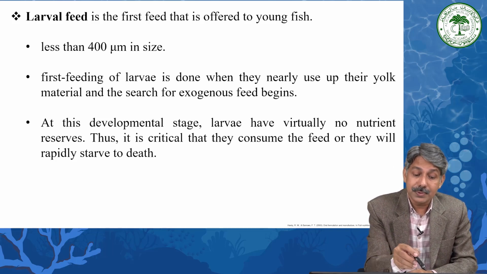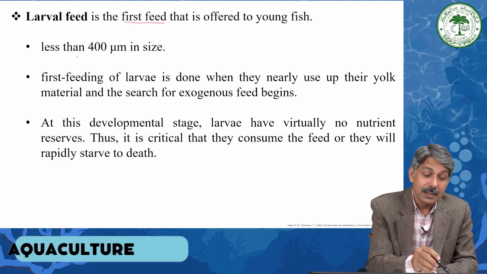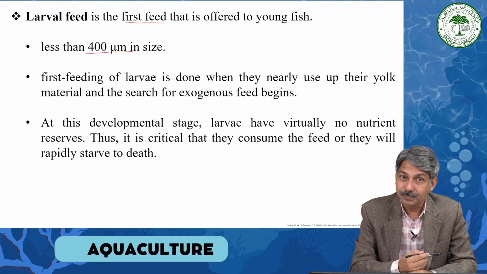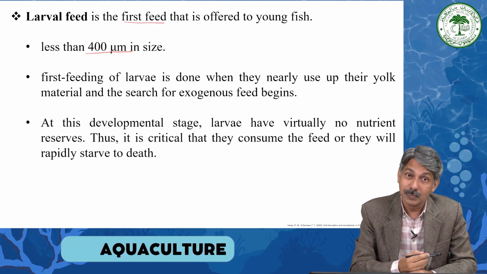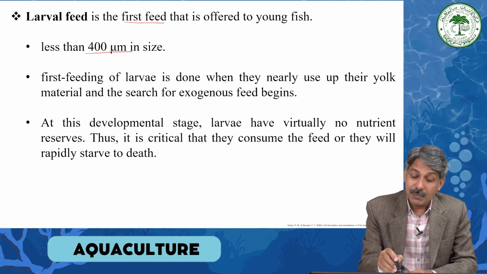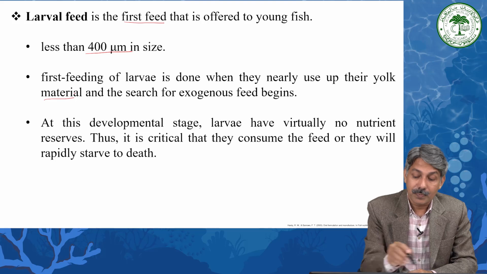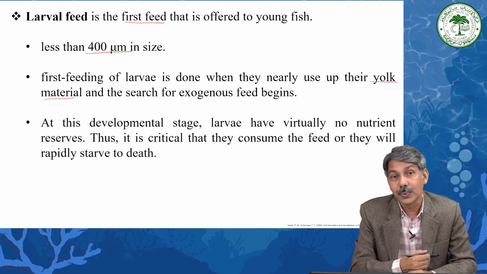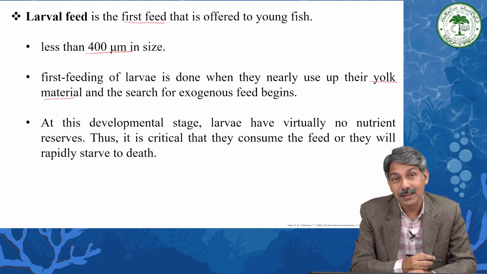Larval feed is the first feed that is offered to the young fish, and it is less than 400 micrometer in size, very small. You will have to take care of the mouth size of the life stage to which you are providing feed. First feeding of larvae is done when they nearly use up their yolk material, and they are in search of exogenous food. From this point, exogenous feeding in larvae begins.